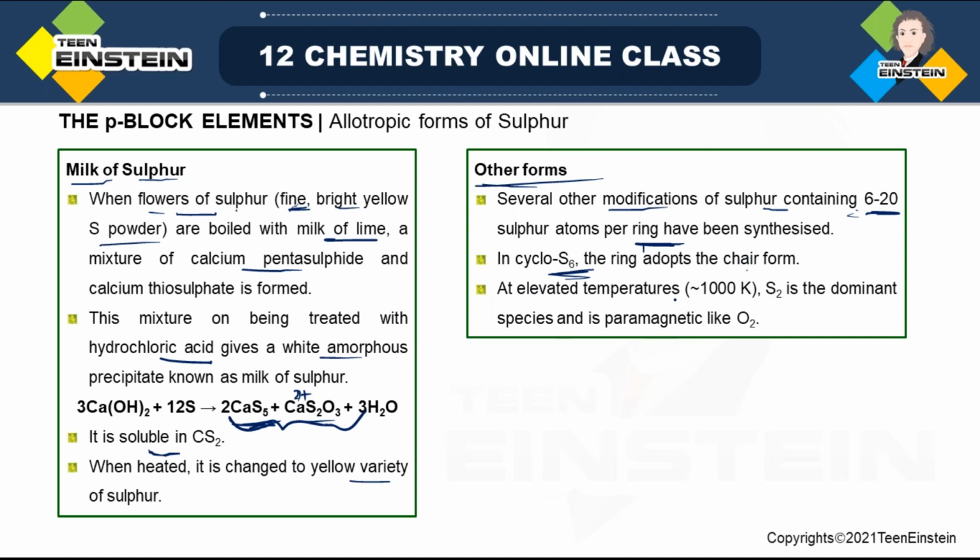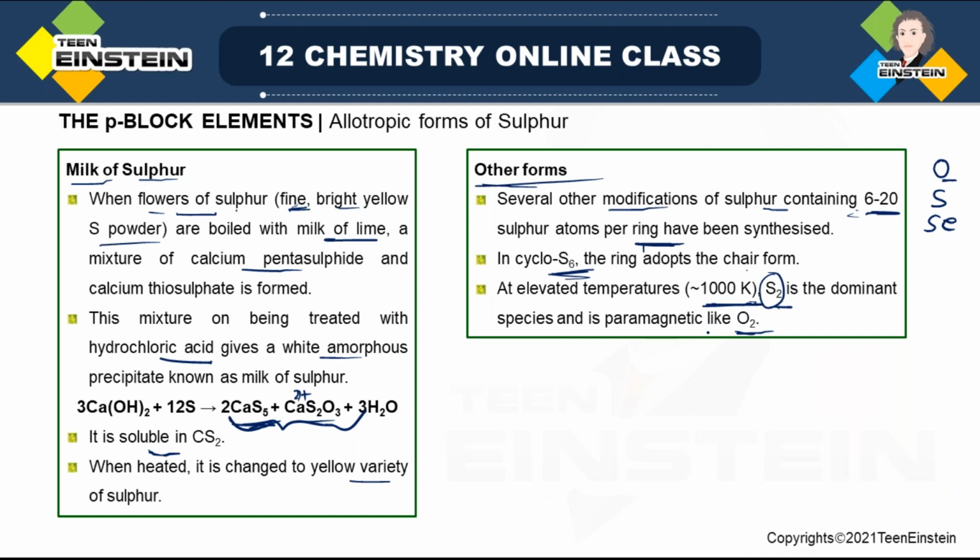Okay. At elevated temperature, around 1000 Kelvin, that means in terms of degree centigrade 700 something, S2 is the dominant form. Now you can find some similarity with O2 because in group 16, the first element is oxygen, then sulfur, then selenium. So oxygen mainly remains as O2, that is the diatomic form, but sulfur doesn't remain as S2. But under this special condition, when the temperature is very, very high, now you can get this diatomic sulfur, which is just like oxygen.